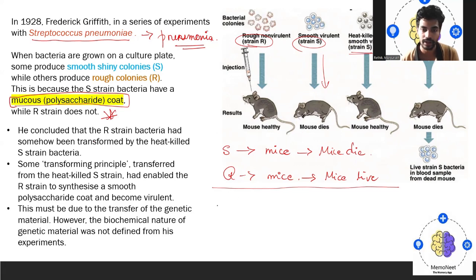What was the result he saw? The S strain was heat killed, and when it was injected into the mouse, the mouse lived. And with R strain also, it was normal; the mouse lives anyhow. So he took the S strain bacterial colonies, heat killed them, and injected the killed smooth, virulent S strain bacteria into a healthy mouse. As a result, the mouse lived, that means the mouse remained healthy.